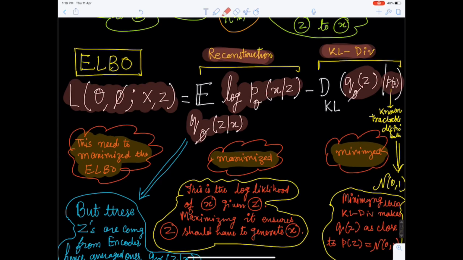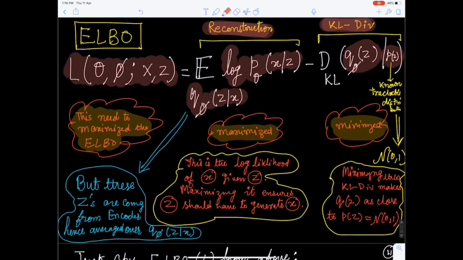What is this? It is exactly being written here. But before that, if I want to maximize my ELBO, which is written over here, then one has to maximize this and minimize this. Is this okay? If I want to maximize my ELBO, I have to maximize this and minimize this. Clear? So we are minimizing this thing. This is okay.